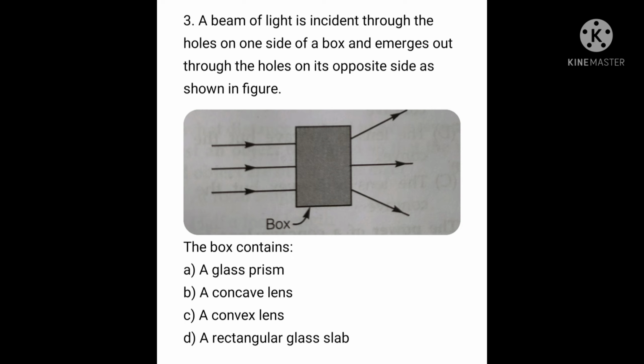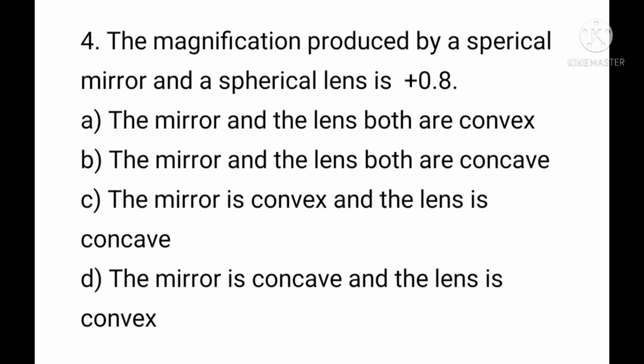Question number 3. A beam of light is incident through the holes on one side of a box and emerges out through the holes on its opposite side as shown in figure. The box contains option A, glass prism, B, a concave lens, C, a convex lens, D, a rectangular glass slab. Here the answer is option B, a concave lens, because a concave lens always diverges the parallel beam of light falling on it or passing through it.